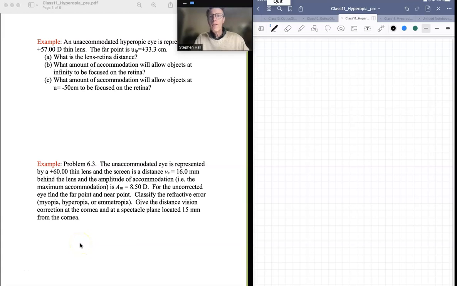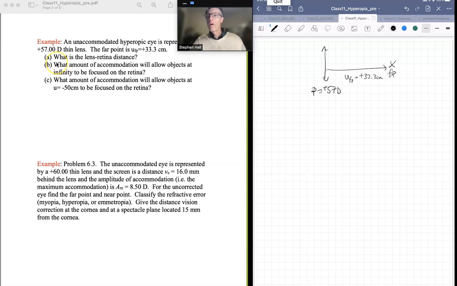Hi, I'm going to do the example problems at the end of class 11 notes. So let's start out here. We have in this example an unaccommodated hyperopic eye represented by a plus 57 thin lens. So I'll start by drawing myself a little picture. P equals plus 57 diopters, and the far point is located 33 centimeters. So there's a far point over here.